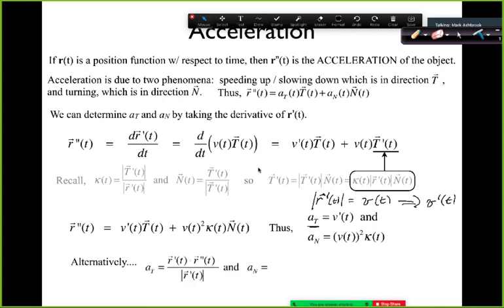In terms of calculating them, here are the formulas. So it's going to be r prime of t dot r double prime of t over r prime of t, the magnitude. That's the tangential acceleration. This is a scalar function. It gives a number, not a vector. So this is a real valued function.